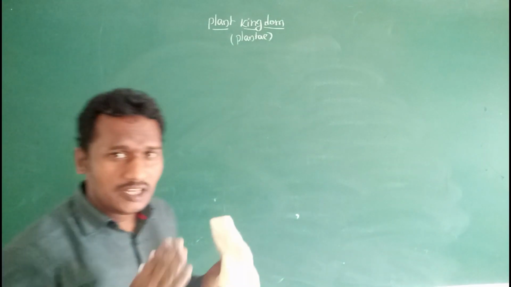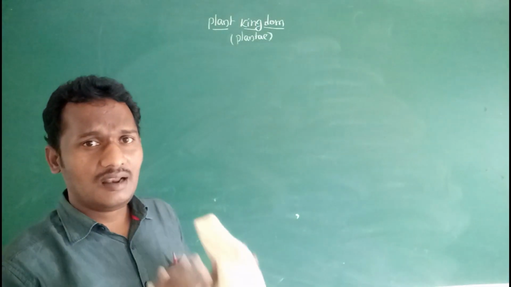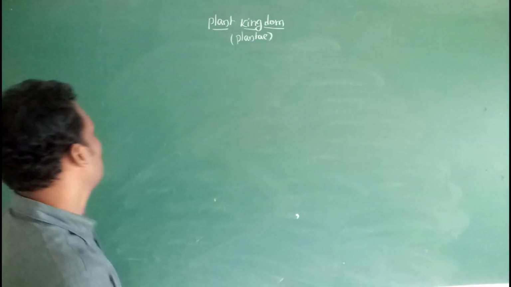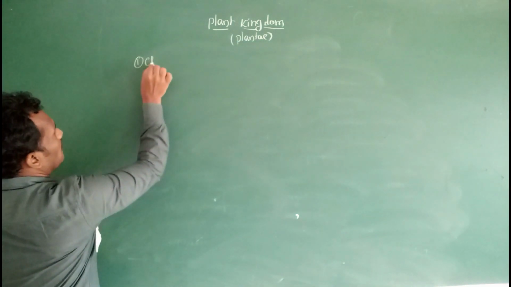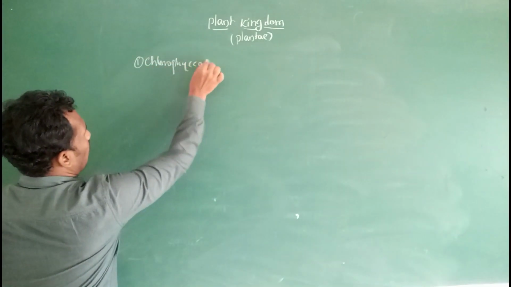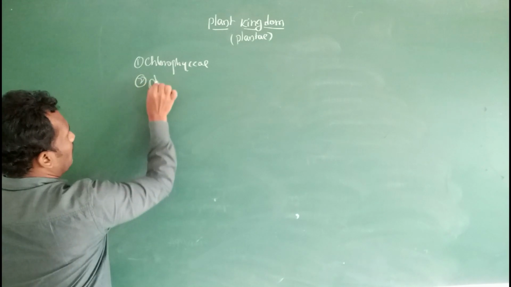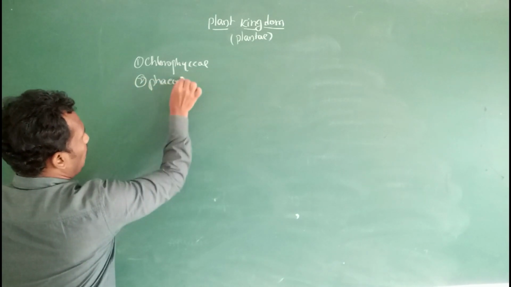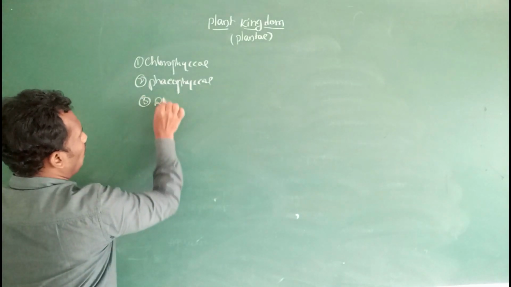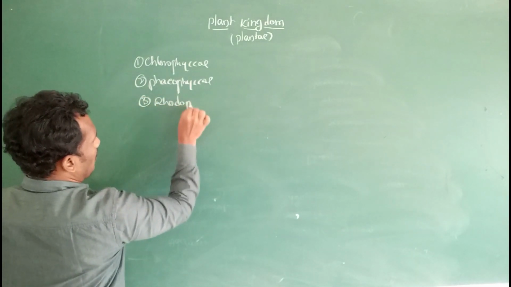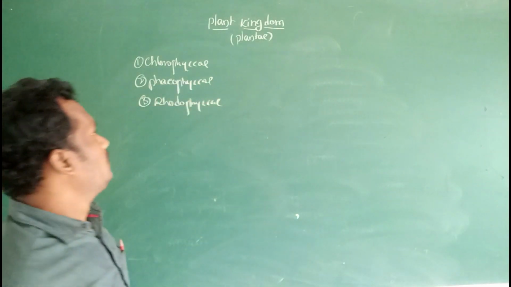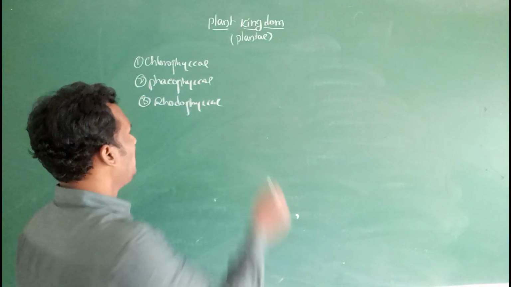Based on the main type of pigments, flagellation and reserved food materials, algae are classified into three classes. The first one is Chlorophyceae, the second one is Phaeophyceae, and the third one is Rhodophyceae. Coming to the first one, the Chlorophyceae members.